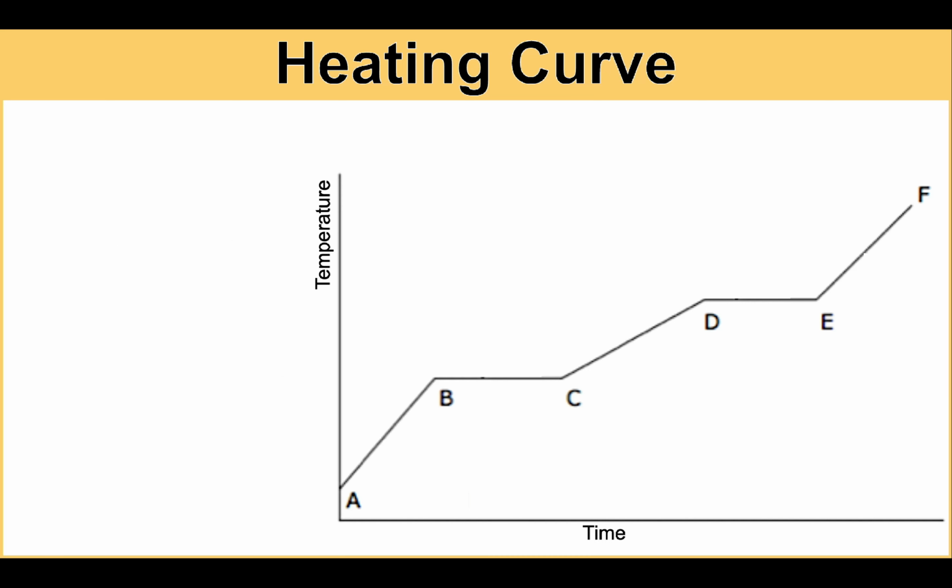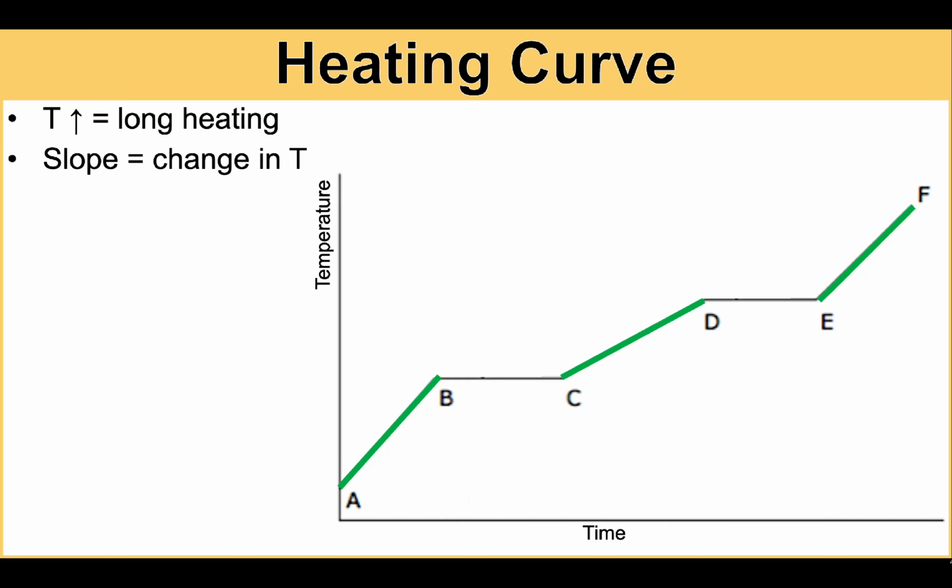Notice that in general, the temperature goes up the longer the heating continues. And you can see here three slopes: A to B, C to D, E to F. Remember, the slopes happen when there is temperature change. You can also see flat segments: B to C and D to E. Remember that the flat segments happen when there is phase change, the transformation of phases. Please remember this.